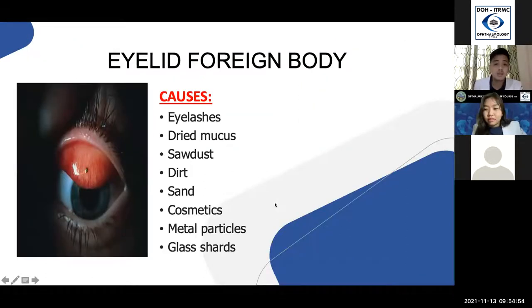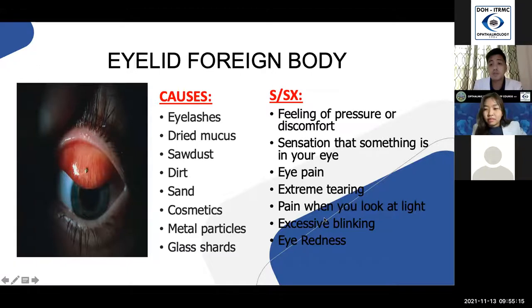So the causes of which are the following: eyelashes, dry mucus, sawdust, dirt, sand, cosmetics, metal particles, or glass shards. So pwede itong makuha pag usually naglilinis kayo sa bahay or nasa labas, biglang may tumalsik na kung anuman. So signs of symptoms, you can feel pressure or discomfort in the eye, sensation that something is in your eye, eye pain, extreme tearing, pain when you look at the light, excessive blinking, and eye redness.